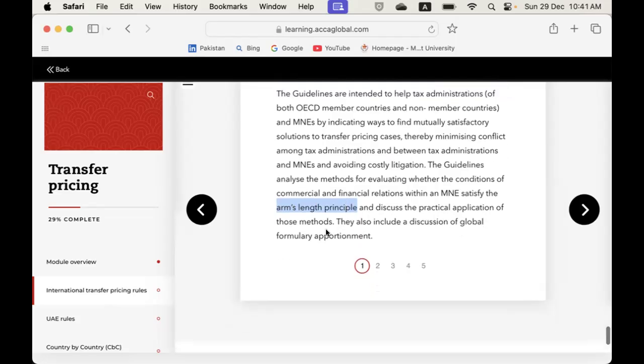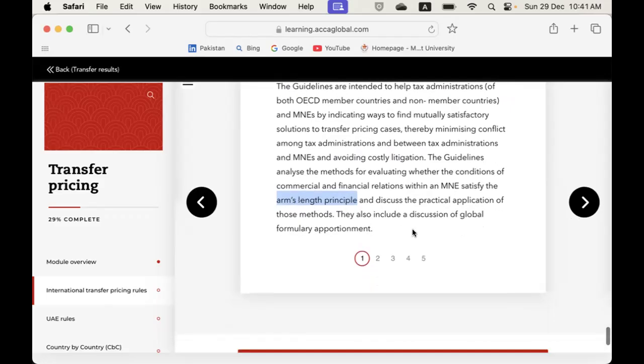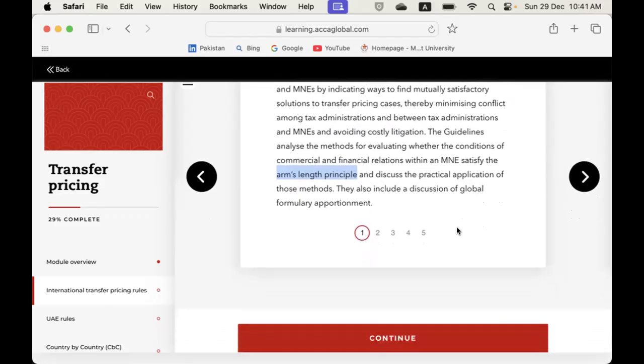The guidelines also discuss the practical application of those methods. They also include discussion of global formulary apportionment. So there is some formula, different methods are there, different formulas are there. How do we apportion the transactions or the profits? That's something that will be addressed and discussed under the transfer pricing rules and guidelines.